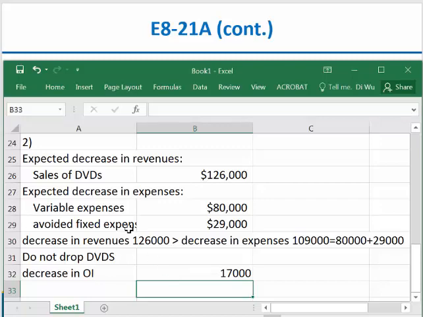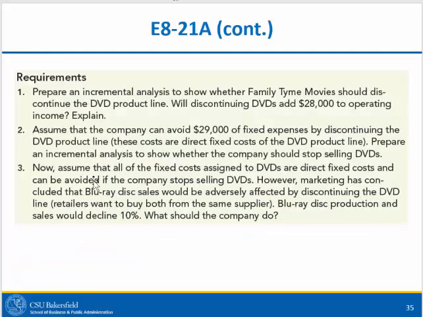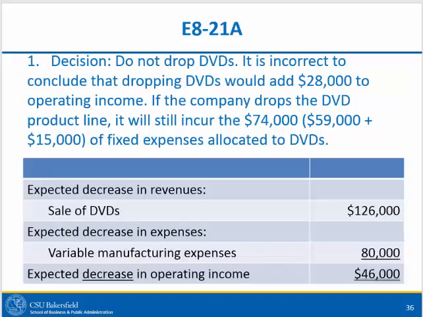Now let's go to question 3, part 3. Let's assume that all of the fixed costs assigned to DVDs are direct fixed costs and can be completely avoided if the company stops selling DVDs. However, marketing has concluded that Blu-ray disc sales would be adversely affected by discontinuing DVDs, by 10%. So would the company do that? That sounds like an interesting question.